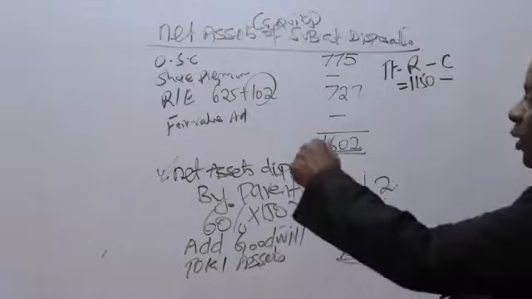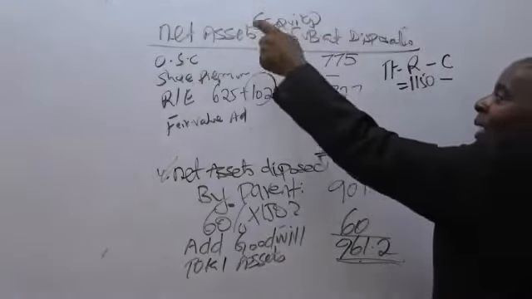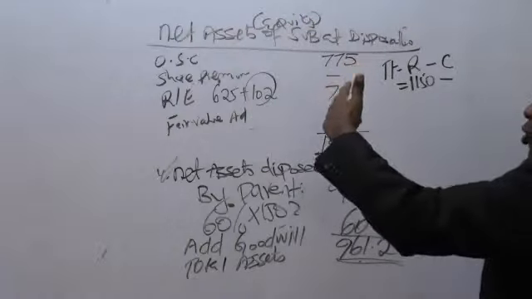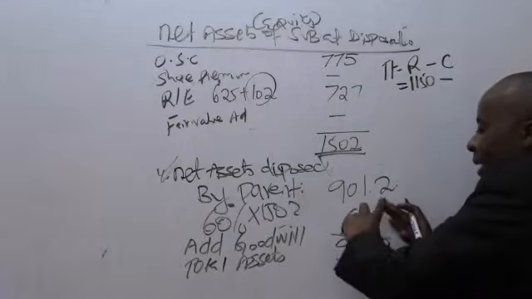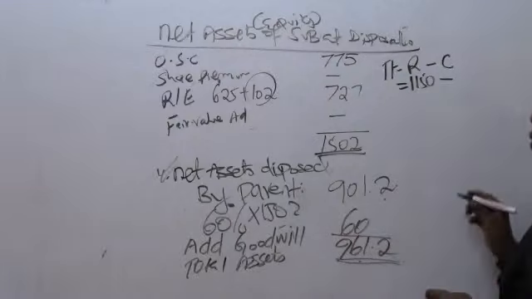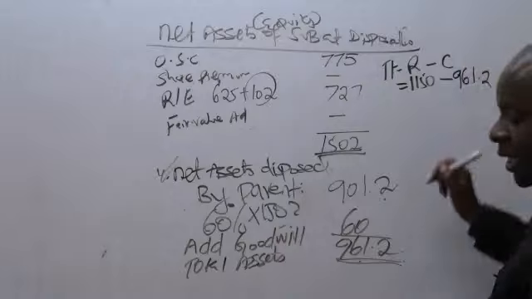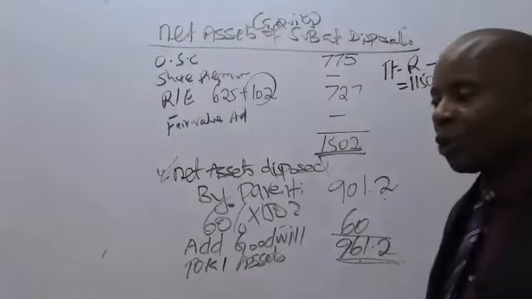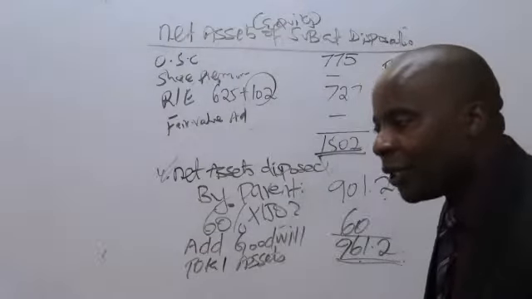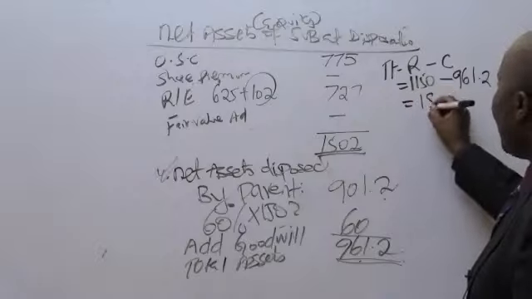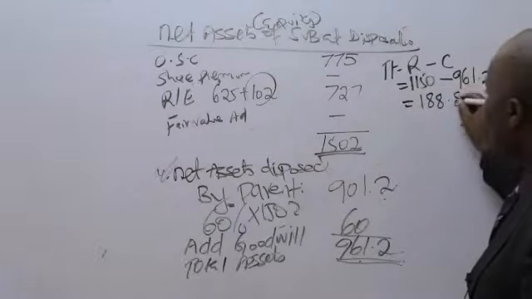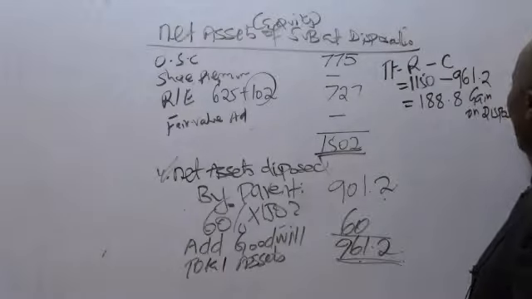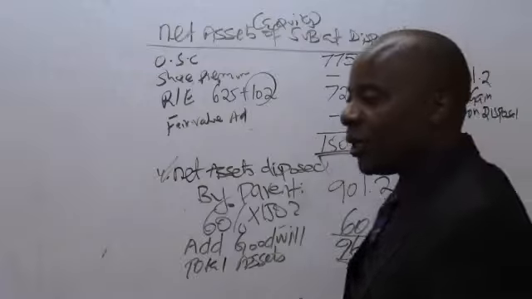To them, the cost, please never work with the cost which they paid initially, because assets keep on fluctuating, going up, going down. So to them, the cost is these net assets at the disposal, which is 961.2. Could you kindly give me the total? So the gain on disposal, I'm being told, is positive 188.8, gain on disposal.